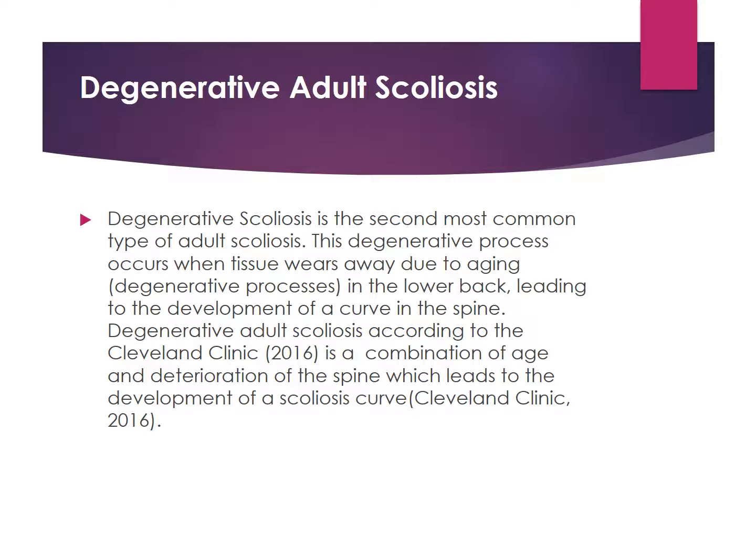Degenerative scoliosis is the second most common type of adult scoliosis. This degenerative process occurs when tissue wears away due to aging in the lower back, leading to the development of a curve in the spine. Degenerative scoliosis is a combination of age and deterioration of the spine, which leads to the development of a scoliosis curve.